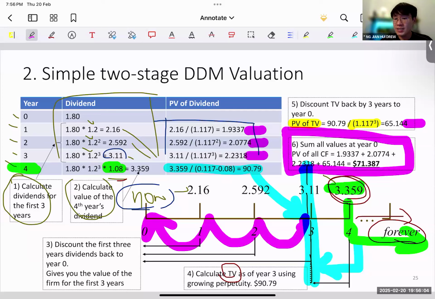Okay. Any questions here? I'm just going to pause here for a quick moment. Any questions on this? Because this is our baseline for how we do the simple two-step model.